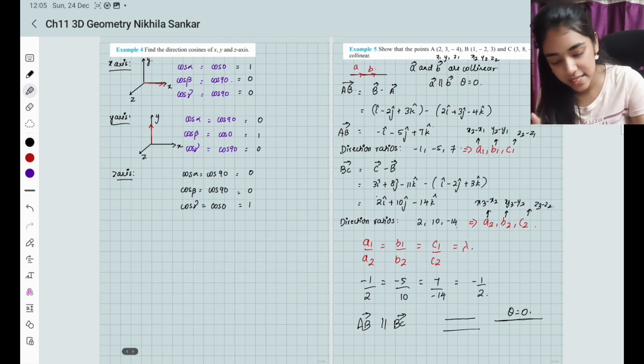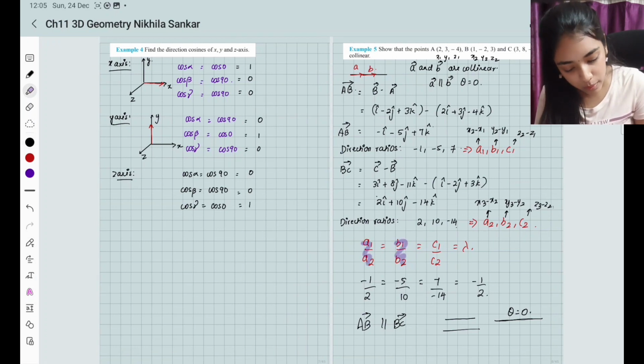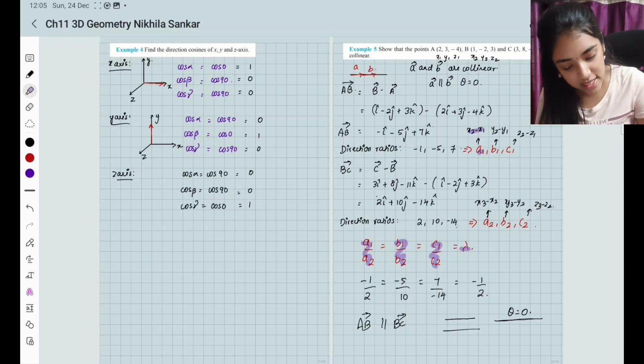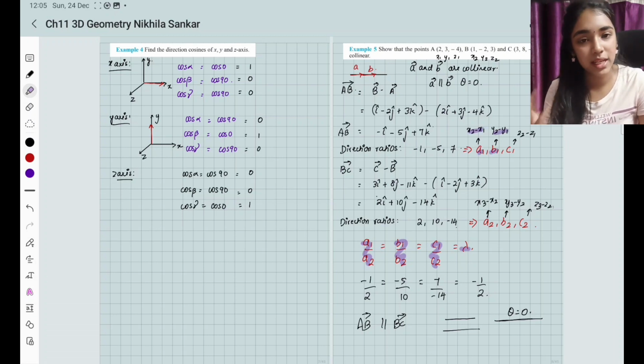a1 by a2, b1 by b2 and c1 by c2 gives me lambda, where my a1 is going to be x2 minus x1, b1 is going to be y2 minus y1. இந்த மாதிரி respective x, y, z ஓட coordinates போட்டா you will get the direction ratios and the ratio of the direction ratios would be constant. Okay.